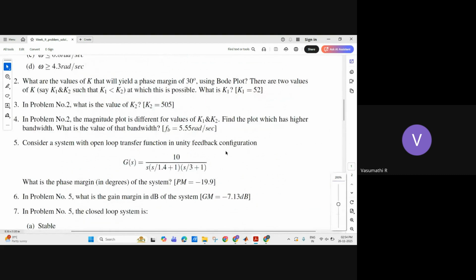The fourth question is, in problem 2, the magnitude plot is different for values of K1 and K2. Find the plot which has higher bandwidth. What is the value of that bandwidth? Okay, we will first put K1 and K2 as 51 and 54 and plot the Bode plot, and the magnitude will have a very little difference. That's what the question is.